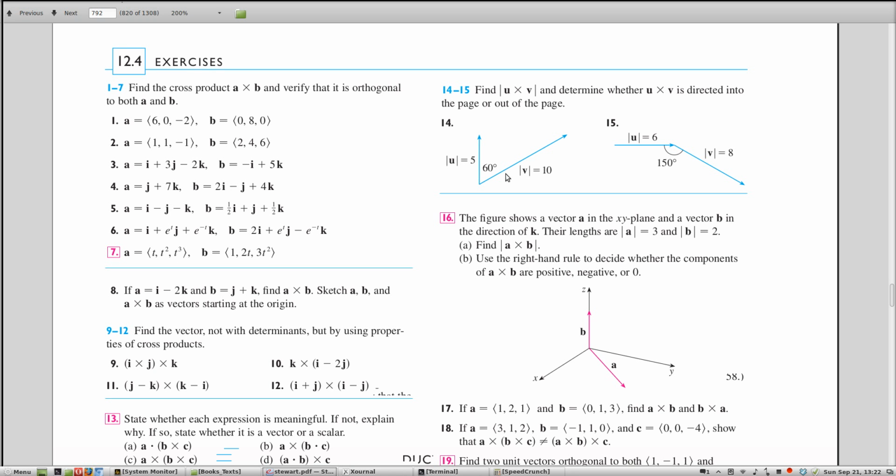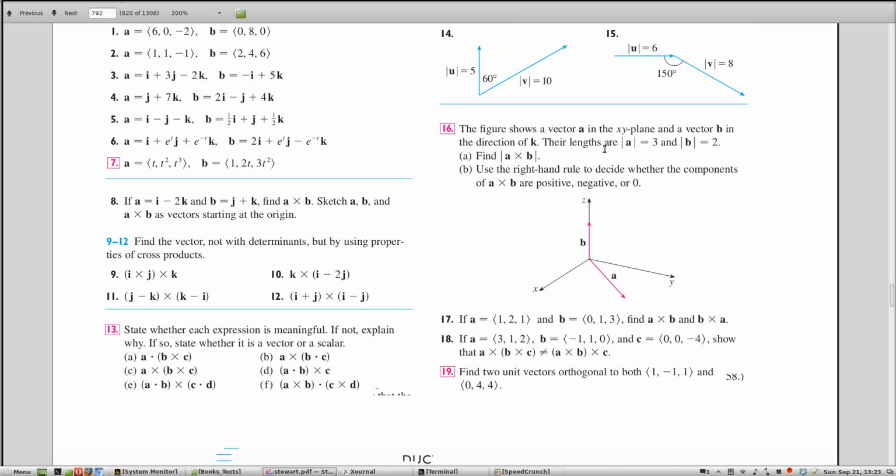the height here is going to be h equals 5 times sine of 60 degrees. And then for the base, you can just use 10. So 5 times sine of 60 degrees is square root of 3 over 2. So it's going to be kind of ugly. But that would be the magnitude, and the direction just follows from the right-hand rule. So if the fingers of your right hand go from U down to V, then your thumb is going to be stabbing into the page. So the answer for 14 is into the page.